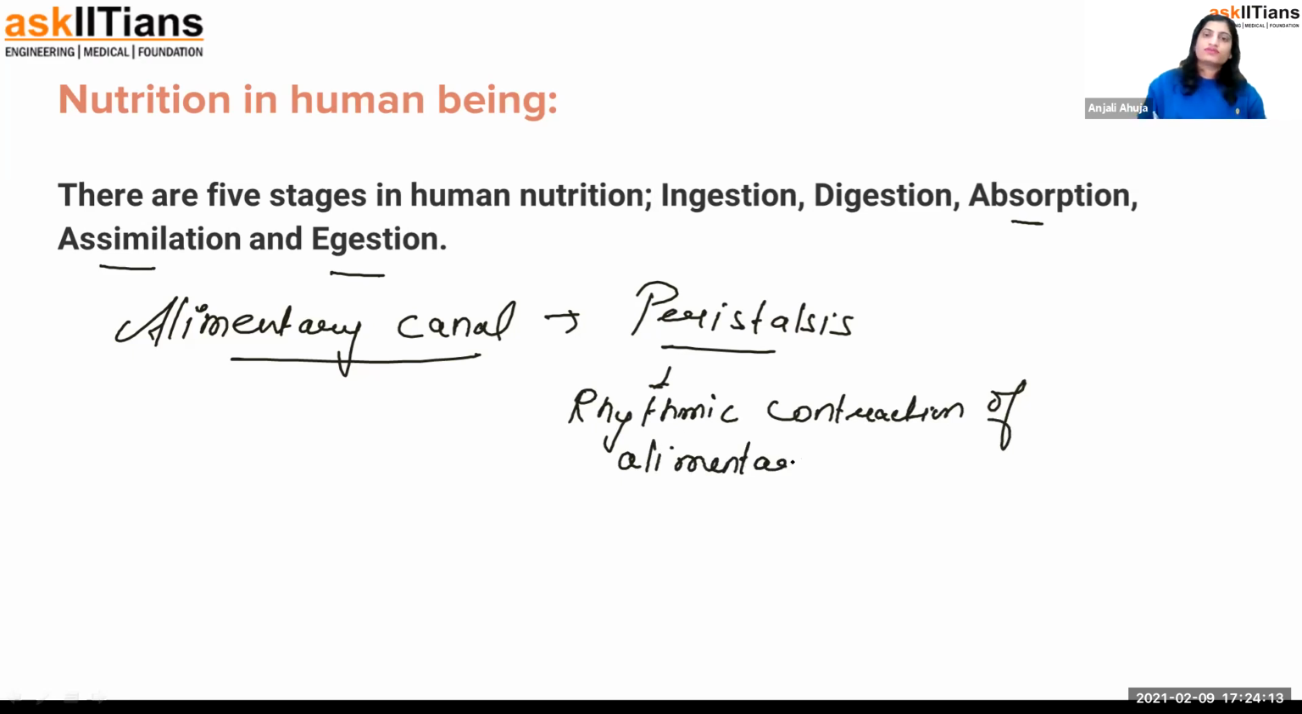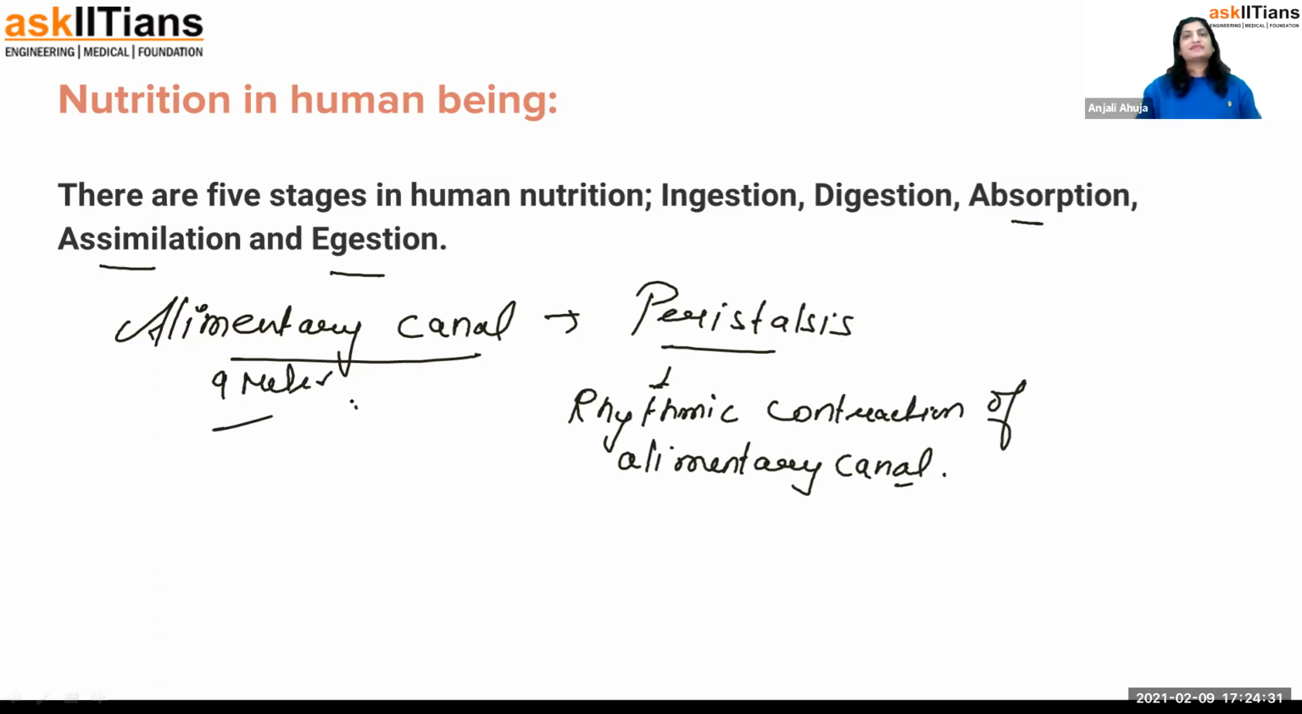Now, I have a few videos on it too, but I'll explain it to you. Once we are done with the digestive system, I'll show you the video. You'll be able to relate in a better way. Rhythmic contraction of the alimentary canal. From the mouth to the anus, it's an approximately 9 meter long tube. So I suppose that's clear to you.